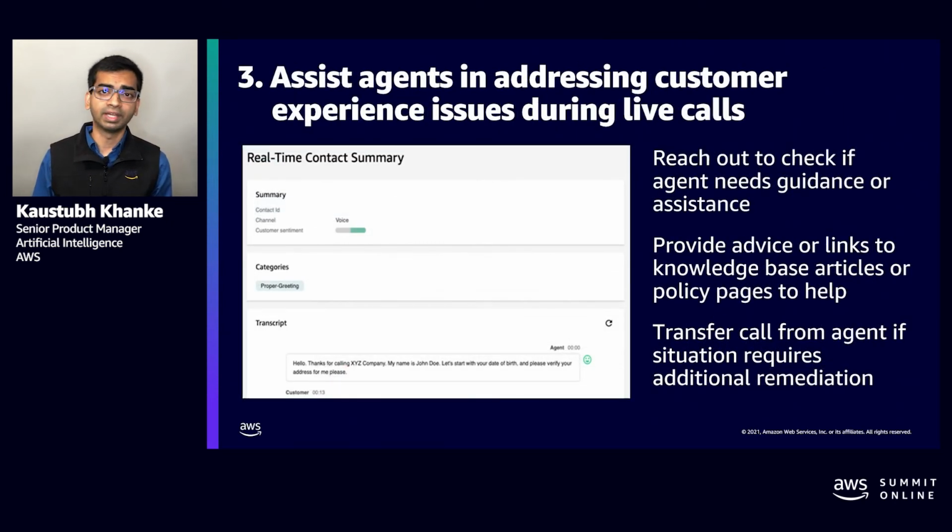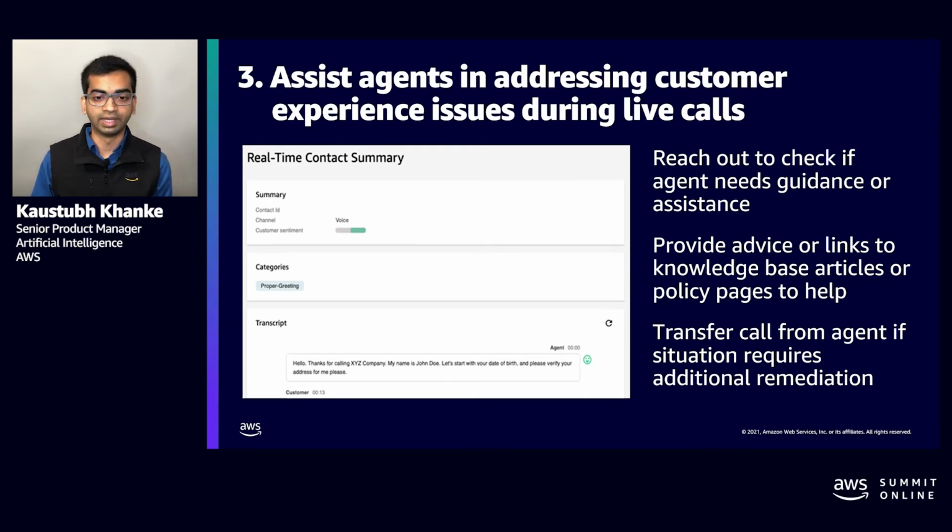Once a supervisor has identified a real-time issue, there are a few different ways that they can help. Supervisors can reach out to an agent via chat to ask them if they need assistance with a customer's issue. They can provide guidance to the agent on how to solve the problem based on their own expertise. Supervisors can also send links to knowledge base articles, help pages, or other resources for an agent's reference.